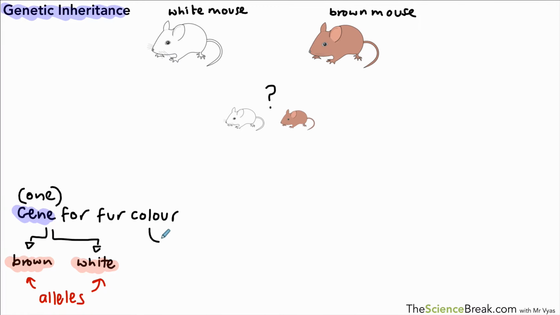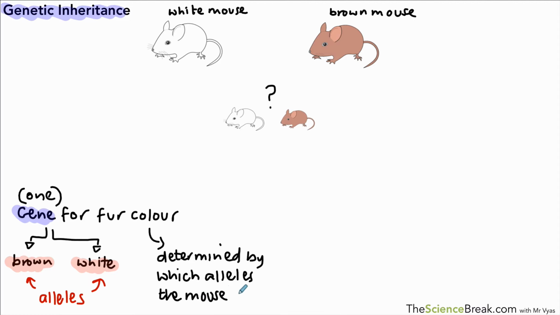A-L-L-E-L-E-S. So these are alleles, versions of the gene for fur color. So if we know we're dealing with fur color, we know there is one gene that controls fur color, and we know in this example there are two alleles for that fur color. So the color of the mouse is going to be determined by which alleles the mouse has.